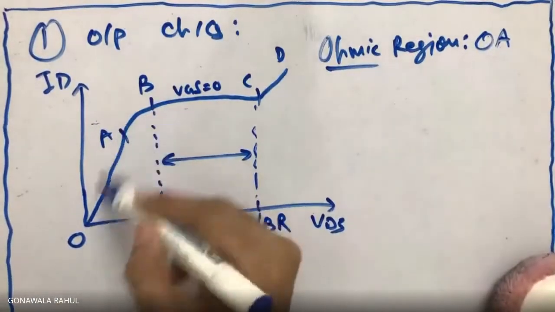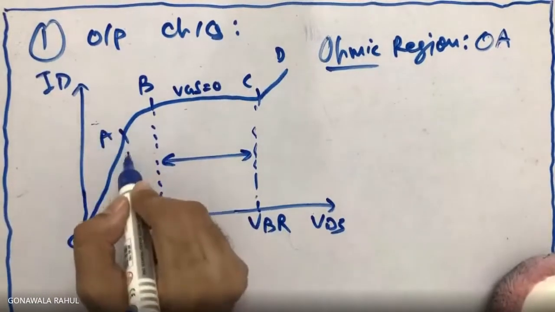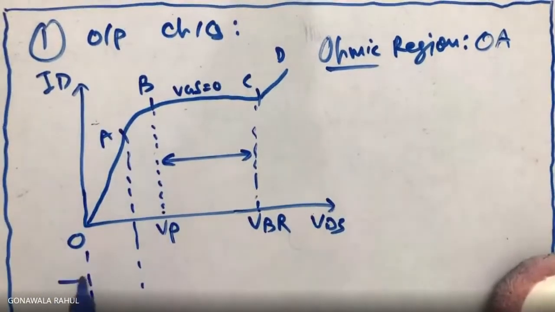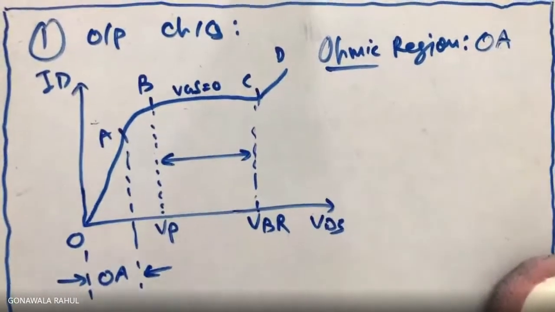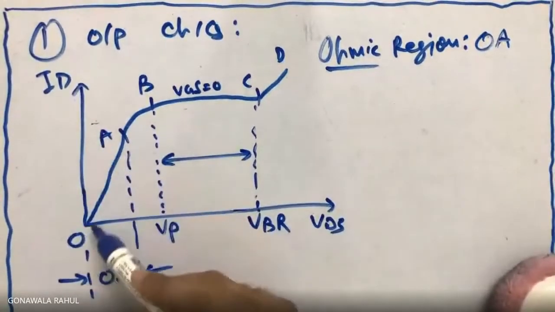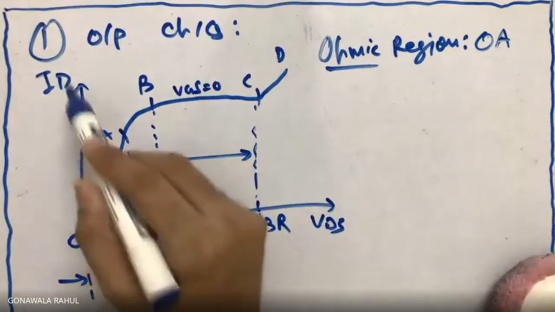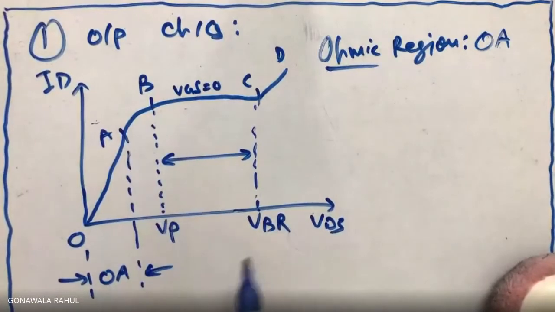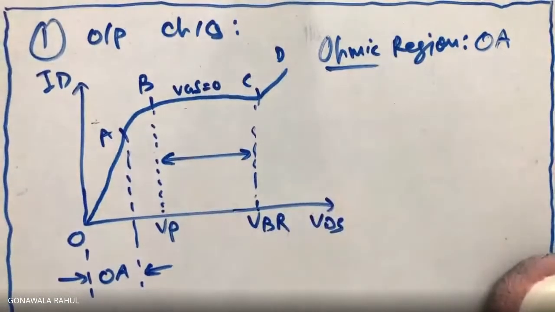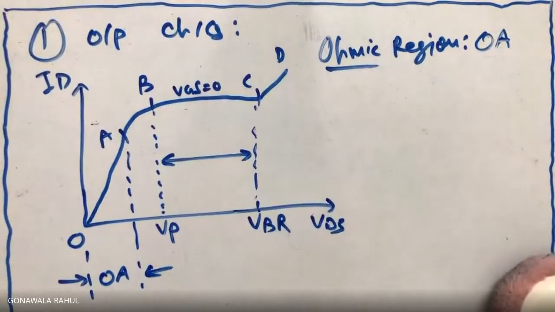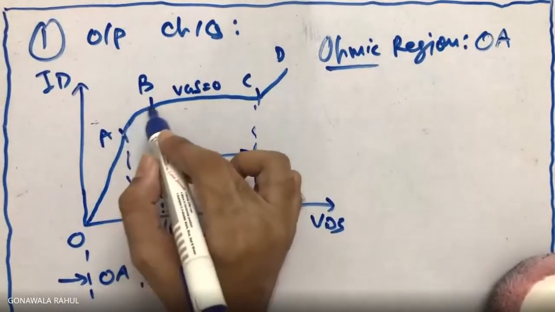Curve OA is known as ohmic region. Here ID increases linearly with VDS, obeying Ohm's law. And since it is obeying Ohm's law, it is known as ohmic region. So that is for OA. Now curve AB.